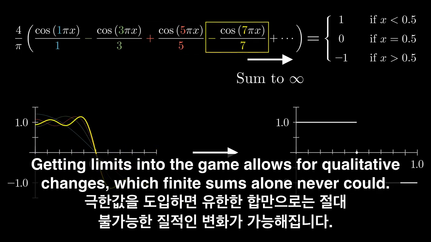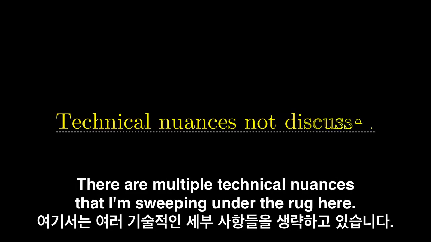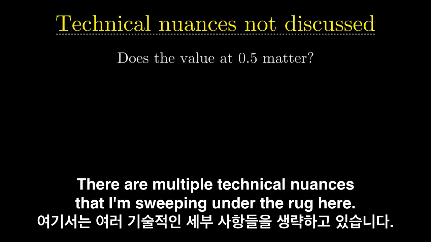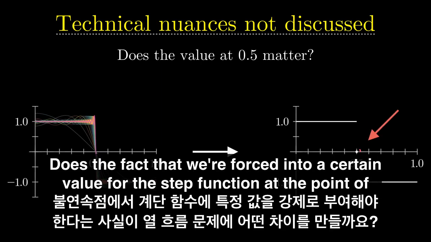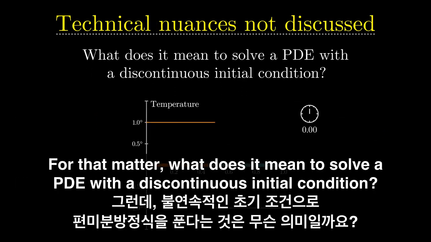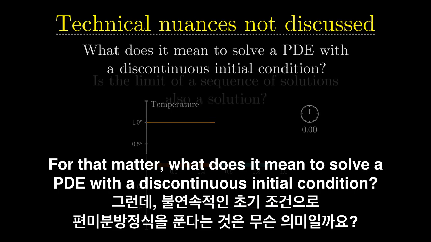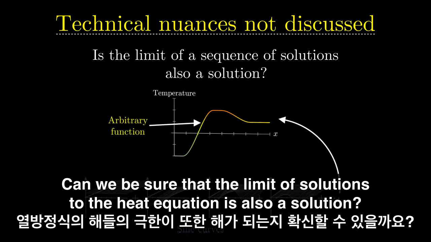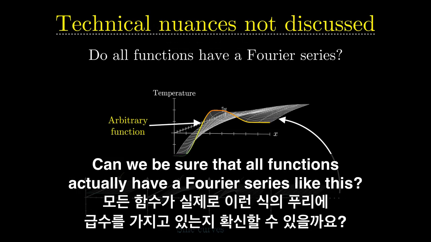Getting limits into the game allows for qualitative changes, which finite sums alone never could. There are multiple technical nuances that I'm sweeping under the rug here. Does the fact that we're forced into a certain value for the step function at the point of discontinuity make any difference for the heat flow problem? For that matter, what does it really mean to solve a PDE with a discontinuous initial condition? Can we be sure that the limit of solutions to the heat equation is also a solution? And can we be sure that all functions actually have a Fourier series like this?